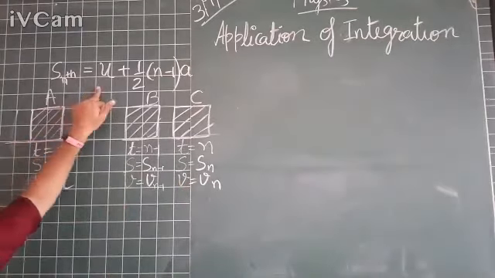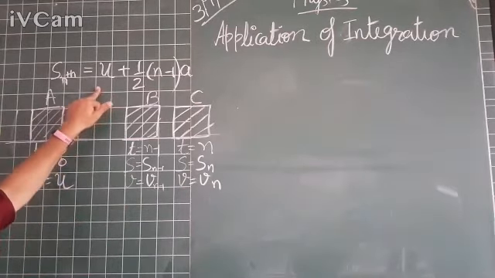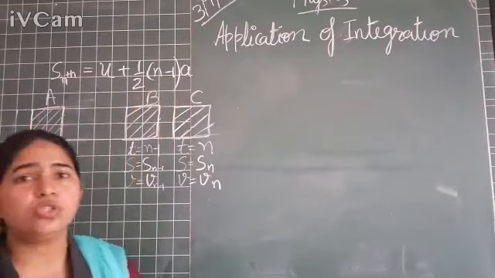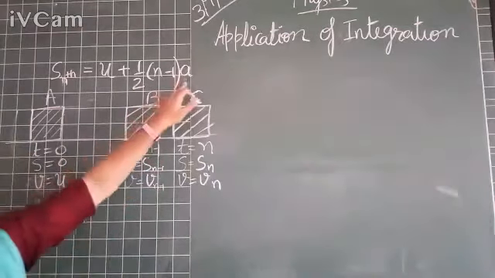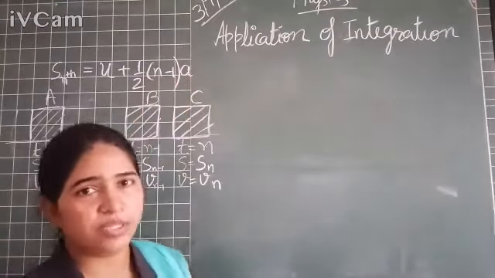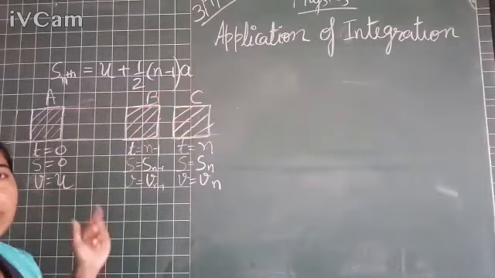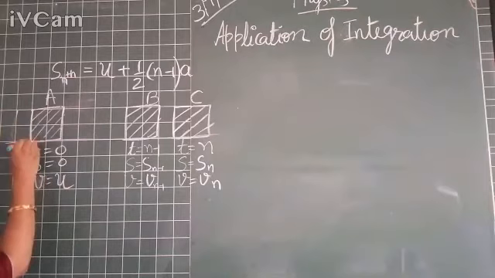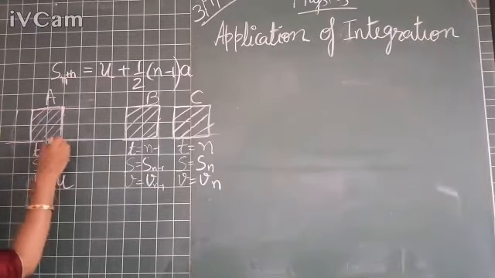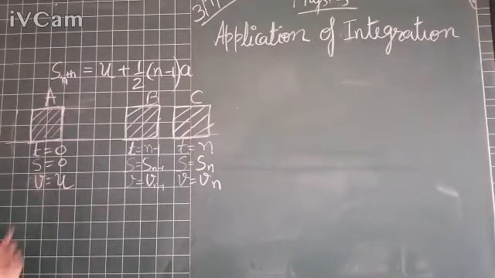And u is the initial velocity of the object. Here n shows you the time. N is time, right? And a is the acceleration, right? So we are going to derive this equation with the help of calculus. So look here, children. Here we have an object. The object is at position A. A is the position of the object, right, children?